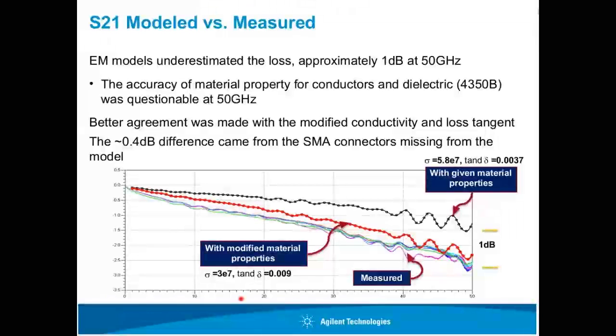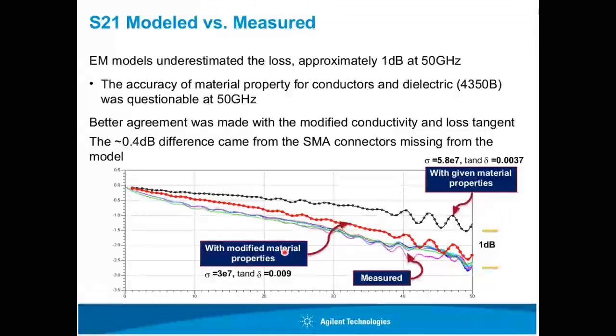I tried to come up with the modified values for the conductivity and the dielectric constant. As we all know, there are three important loss factors: one is the dielectric loss, and conductor loss, and finally radiation loss. So I tried to modify this value, and came up with a conductivity of 3e7, and a loss tangent of about 0.009.